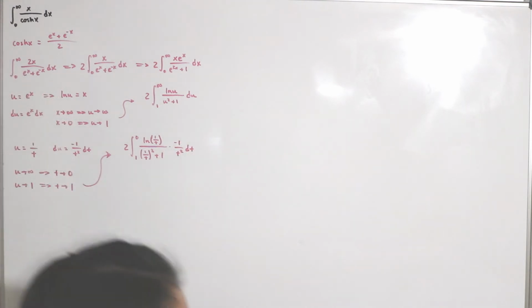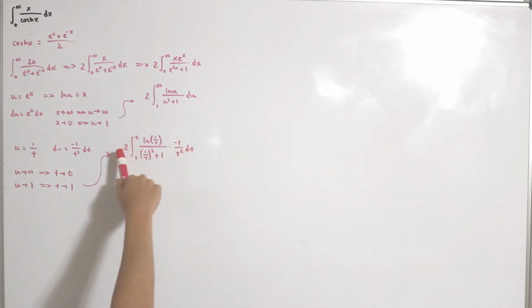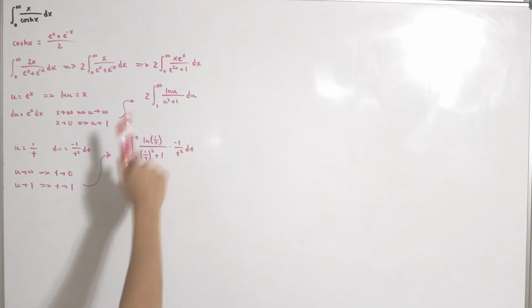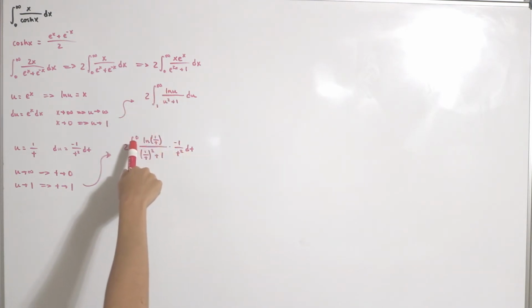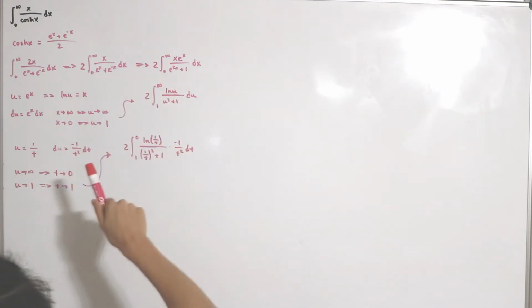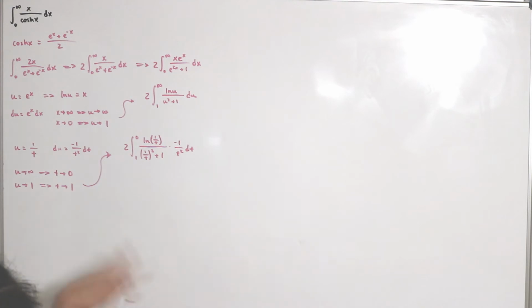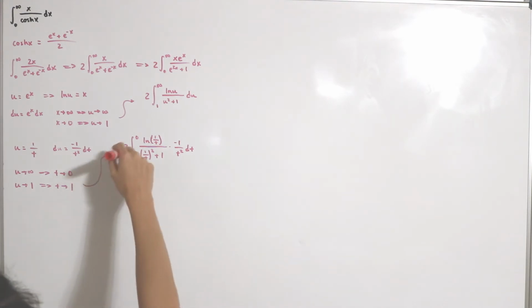Now let's simplify this a bit. Negative 1 is a constant, so I can move that outside, so that's negative 2. And we have our integration bounds where the smaller number is our upper bound and the bigger number is the lower bound. If we switch that, then it's multiplied by its negative, so that will become a positive.